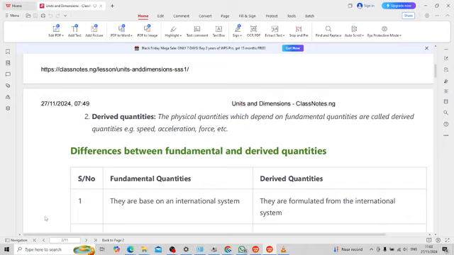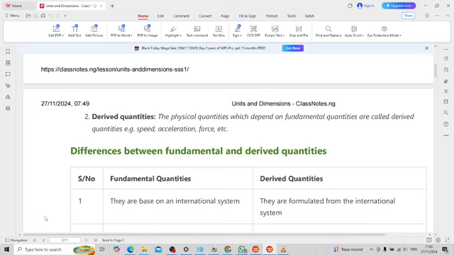Another good example is density. Okay? Density. And density can be defined as the mass per unit volume. Density is the mass per unit volume. That is mass over volume. Now, mass is a fundamental quantity. Okay? But volume is not a fundamental quantity. So volume is length times breadth times height.